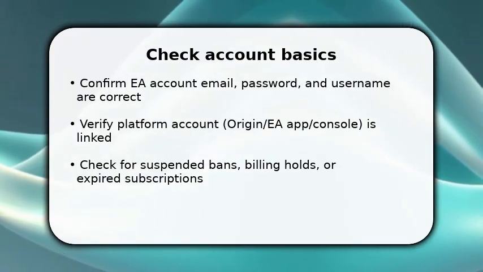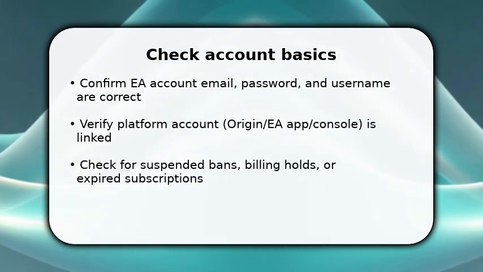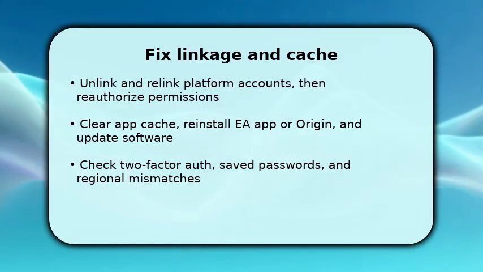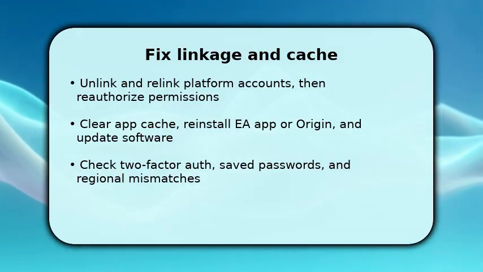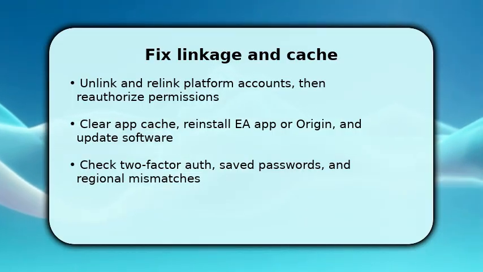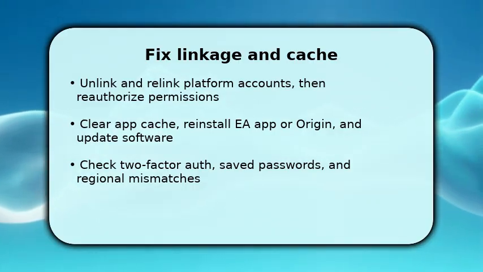Once your basics are verified, unlink the platform account and relink it from the EA account settings to force a fresh authorization. This often resolves token or permission mismatches. Next, clear the EA app or Origin cache and reinstall the client so corrupted local data won't block access. Make sure two-factor authentication is set correctly and that your account region matches the store region. These mid-level steps address the frequent.